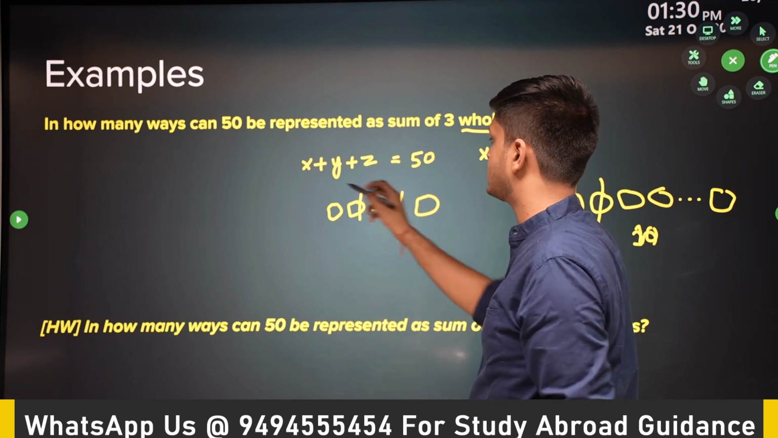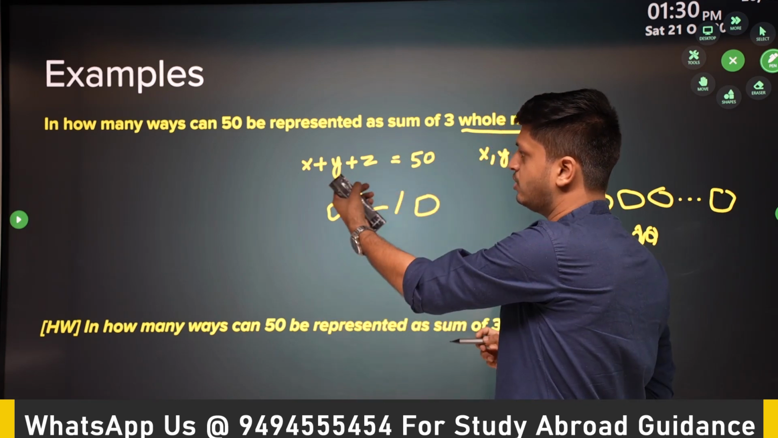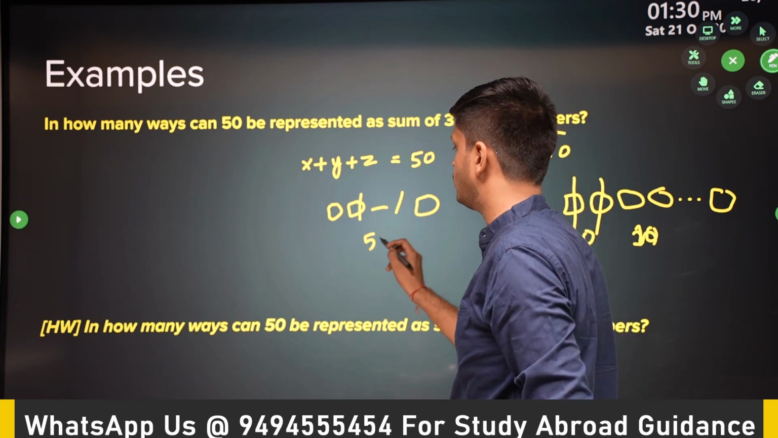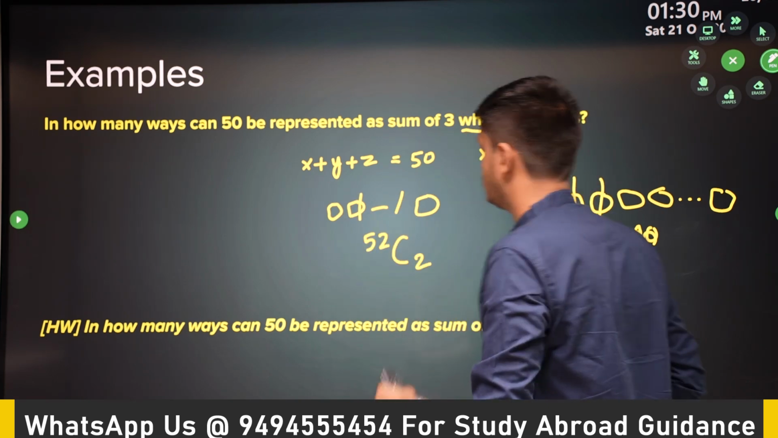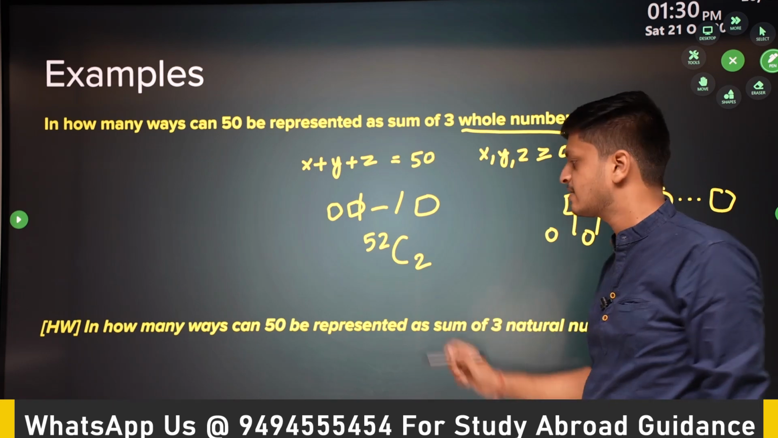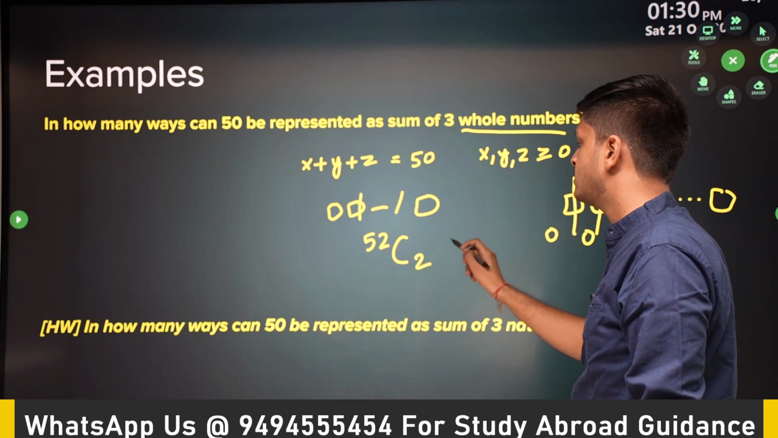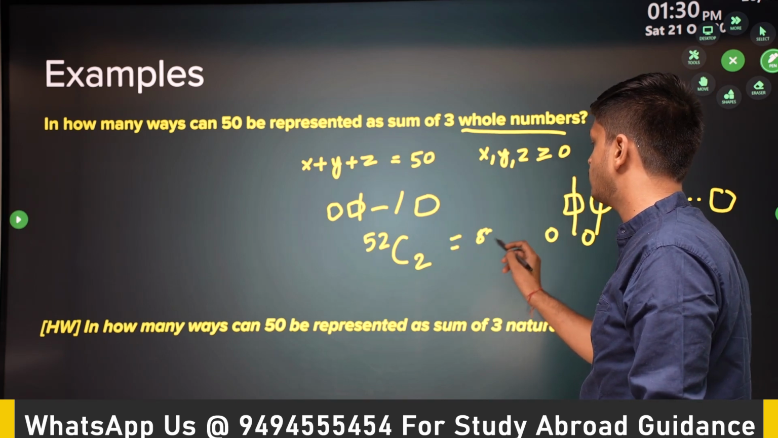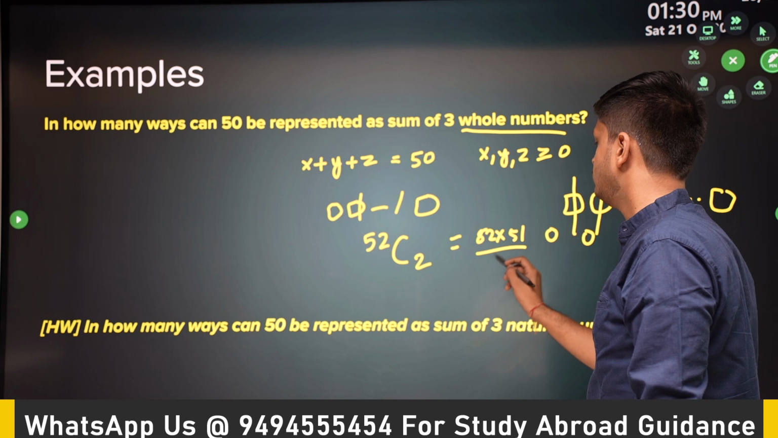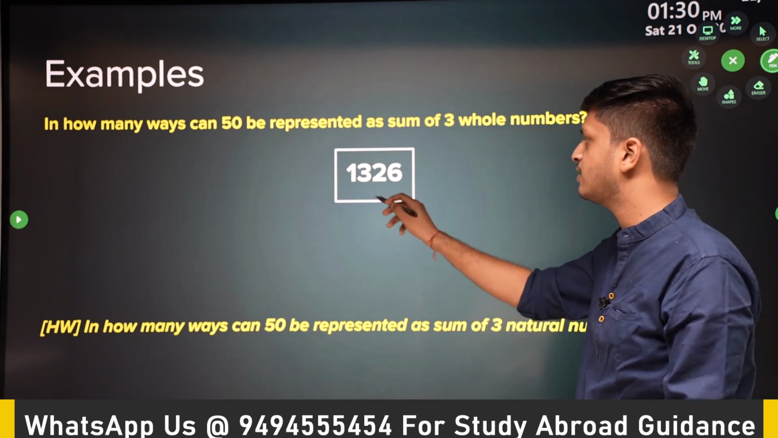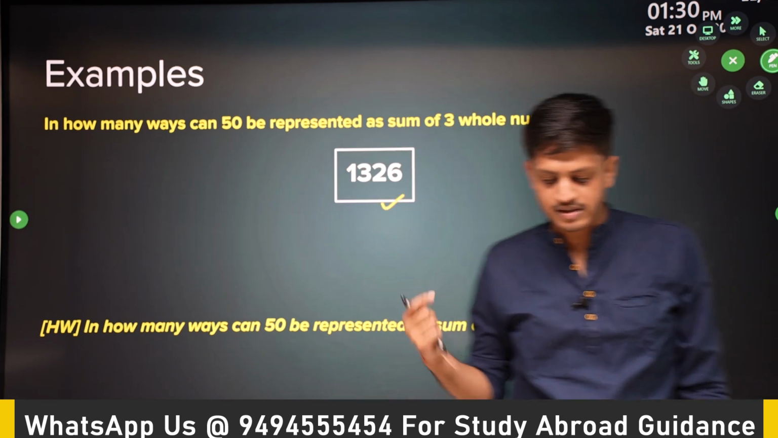So always go with this. You need 3 partitions, so 2 plus 50, 52. So from 52 boxes, you need to choose 2 boxes where you will insert sticks. So this is the number of ways in which 50 can be represented as a sum of 3 whole numbers. If you calculate this, it will come out to be 52 into 51 upon 2, and you can solve it, it will come out to be 1326. So this is the number of ways.